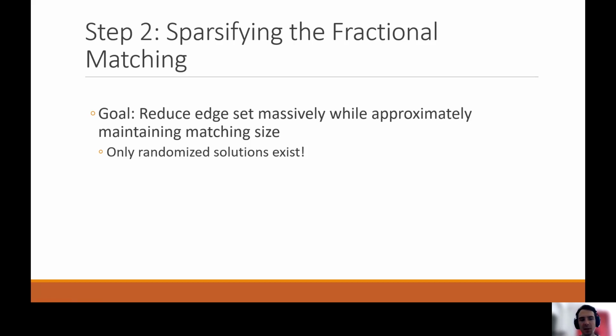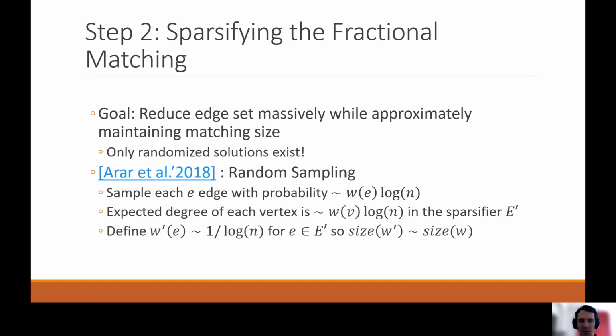Just to imagine how this could be done, let's briefly take a look at what previous work did. Essentially, solutions previously relied on forms of random sampling. To imagine how that could look, just sample each edge with probability W_e times log n. This way, the expected degree of each vertex will be about its weight in the fractional matching times log n. And on such a graph, where everybody's degree would be its weight in the fractional matching times log n, we could just define a fractional matching of 1 over log n uniformly, and it would have the approximate size we're looking for.